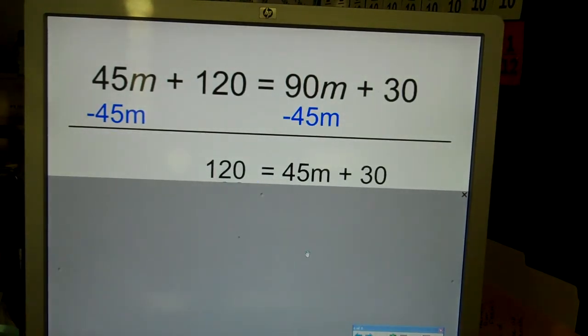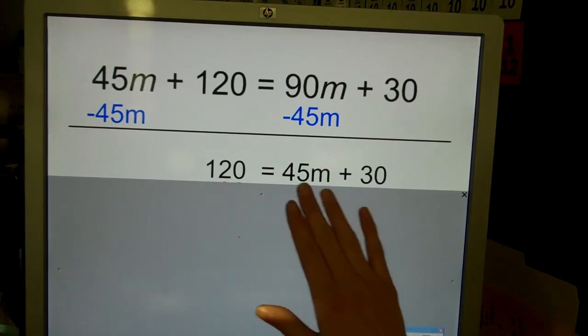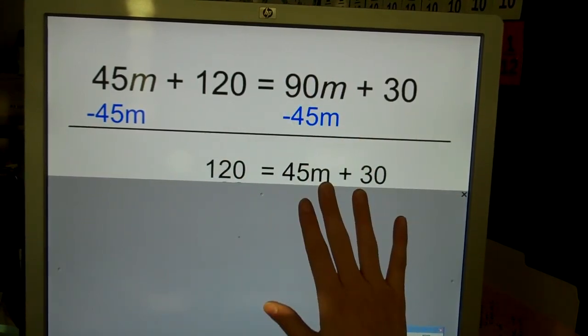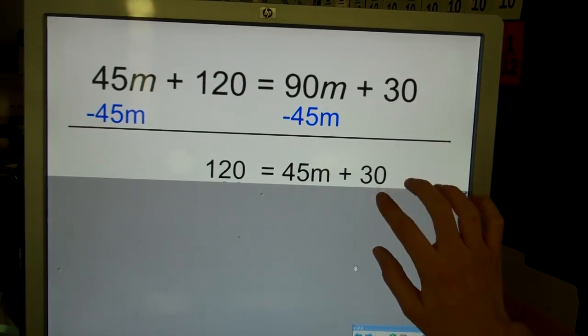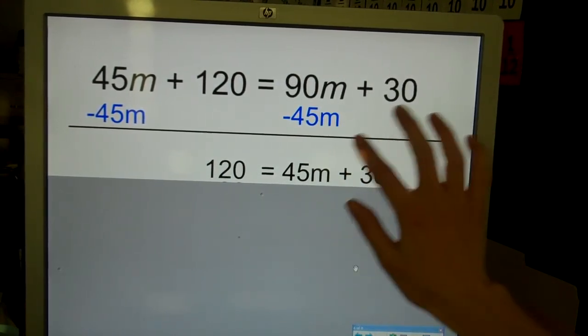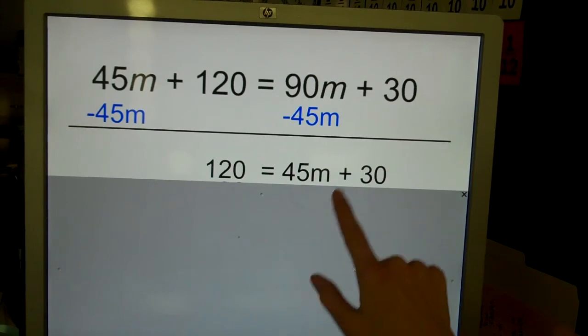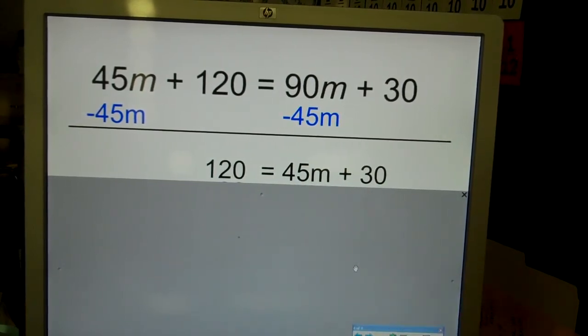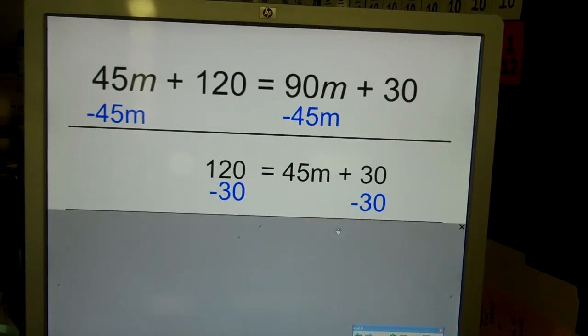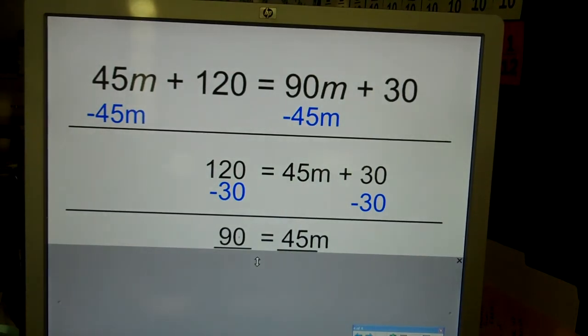Okay? So now we're left here. Now I have the variable on one side and a number on the other, but I still have this plus 30 who's on the wrong side. I need to get rid of that because I want M by itself. So how do I get rid of a positive 30? Yeah, you subtract 30 from both sides. Minus 30, minus 30. You know that this is going to cancel. And now I have 45M is equal to 90. This is a simple one-step equation.